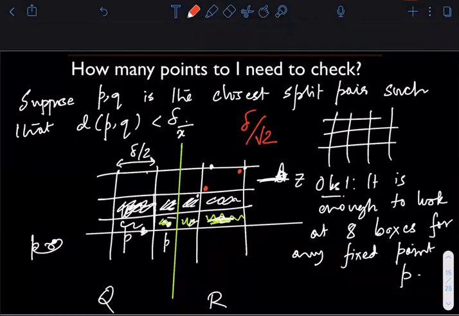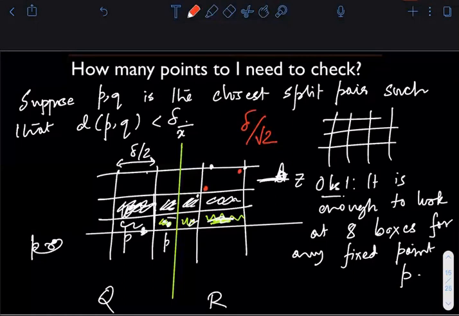But how will I know which of these 7 points are? I know there are 7 points. Why can't there be 2 points in one box? Good. So let's go over this proof once again. So Samiksha, suppose there are 2 points in the same box. The first observation that we are making is that any box will completely lie either on the R side or on the Q side. That is either on the right side of the median line or on the left side of the median line. This is the way that we have imagined our grid.